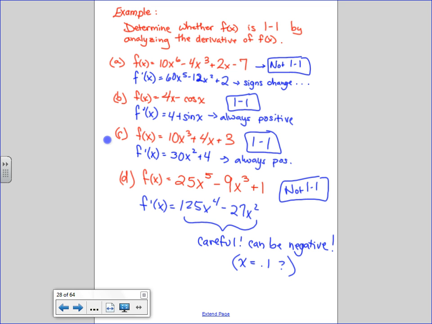If the signs of the derivative are always the same, whether it's always positive or always negative, it can tell me the original is 1 to 1. If the signs change, well, all bets are off, it's not. Any quick questions before I change the slide? This literally is homework help, but it's also an application of derivatives.